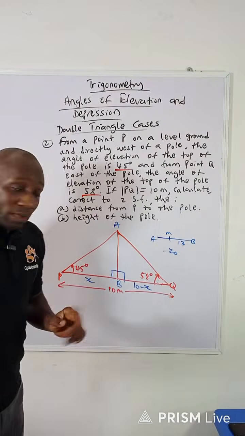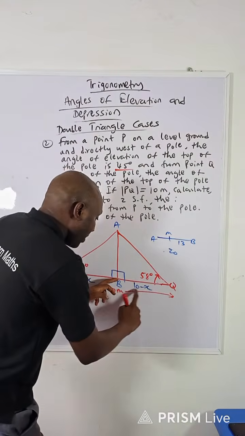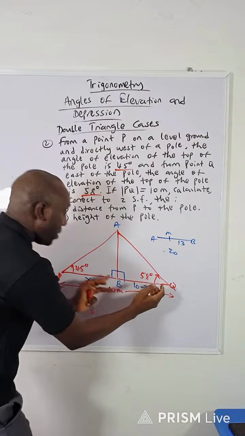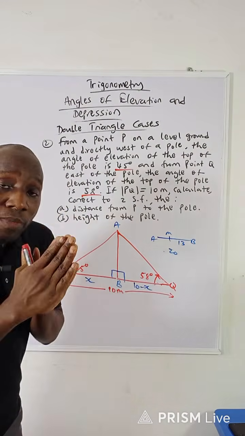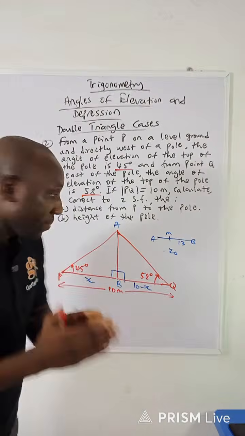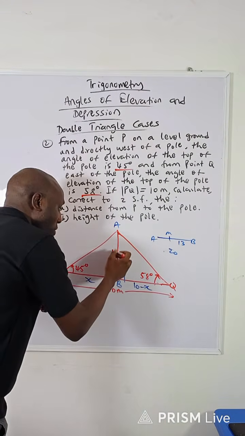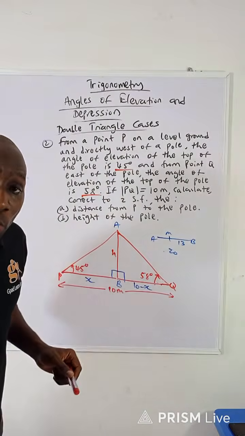So, like I said before, we know PB is X now. BQ is what? 10 minus X. You know how I got 10 minus X? I subtracted X from 10, giving me this other side. If you want to get X, you have to find something that is common to both triangles. And that happens to be what? H. I mean, the height of the pole, which we can just say, let it be H. So the height of the pole is common to both triangles.